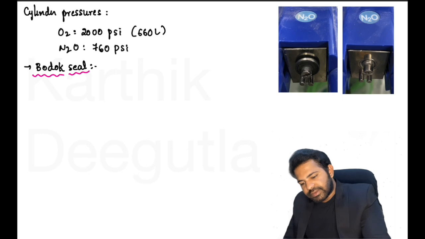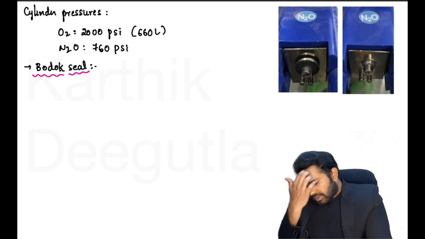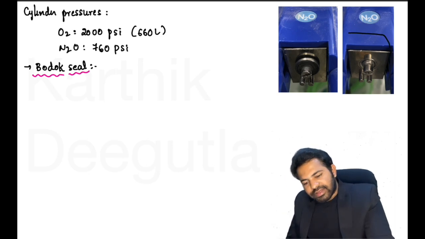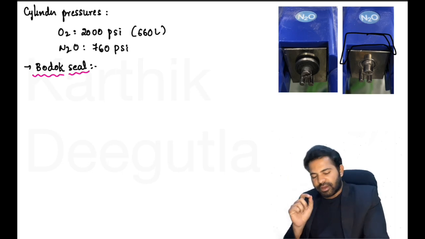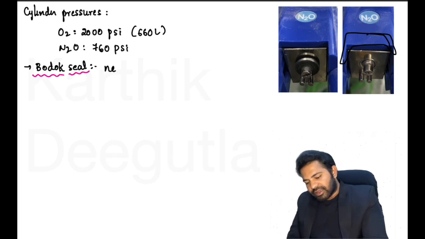Bodox seal. Okay. So here you can see this is called a hanger yoke assembly. So what is a Bodox seal? The hanger yoke assembly has a nipple, a Bodox seal, or a washer, or a neoprene seal. It is called a neoprene seal or a washer.